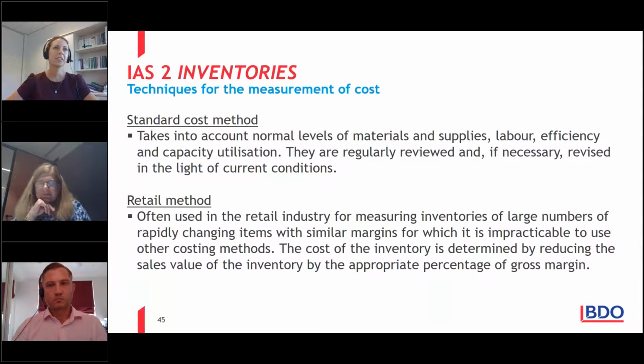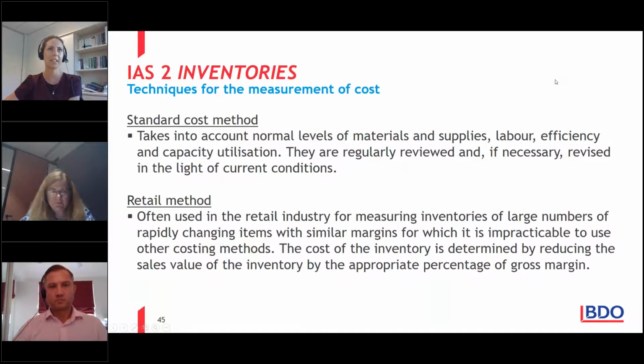All right, so moving on to inventories. So IAS 2, the primary issue in accounting for inventories is the amount of costs to be recognised as an asset and carried forward until the related revenues are recognised. So the standard provides guidance on determining that cost and its subsequent recognition as an expense, and also provides guidance on cost formulas that are used to assign cost to inventories.